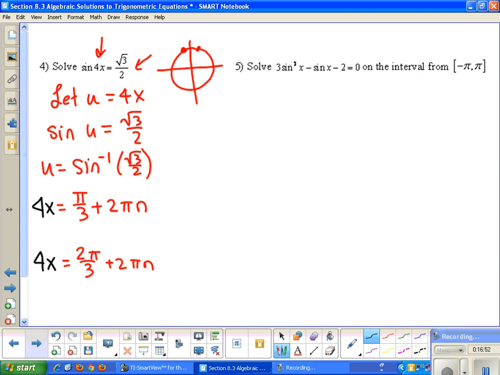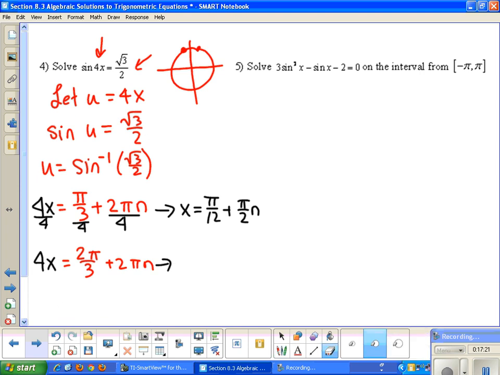So how do I solve for x? It's like dividing by 4. So if I divide everything by 4, it's really like multiplying everything by 1/4. So if I have pi over 3 times 1/4, I get pi over 12. So I know that in this case, x is going to be equal to pi over 12 plus 2 divided by 4 is 1/2. So that would be pi over 2n. And this solution right here, when I divide everything by 4, so each term has to be divided by 4.